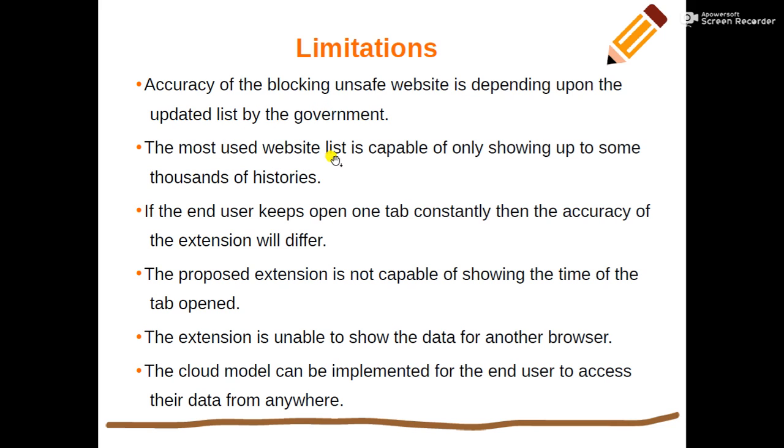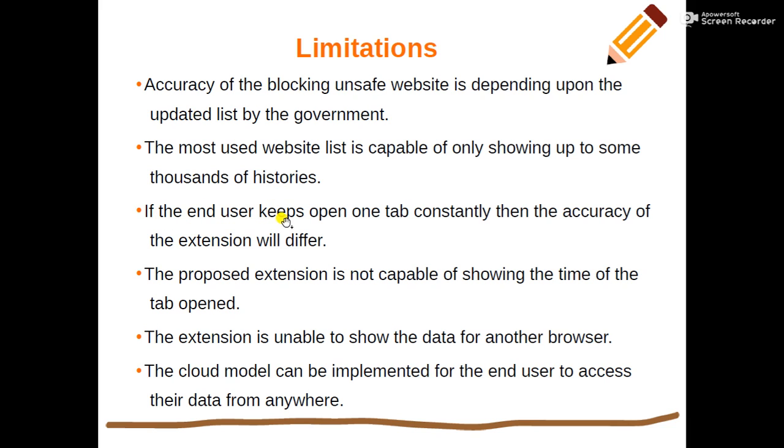The most used website list is capable of showing only up to some thousand histories. We have a limitation on the number of histories. We cannot access and store unlimited data. It would make the browser and the extension slow. It will take a lot of processing. That's why browsers use GPUs.